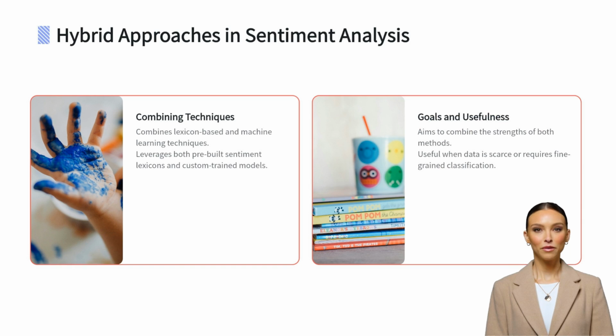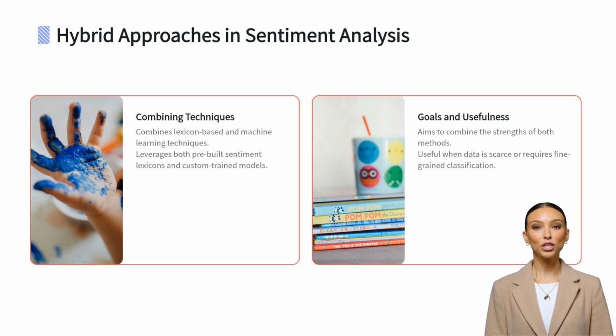deploy. Hybrid approaches seek to combine the strengths of lexicon-based methods and machine learning models. In these systems, lexicons can be used to provide initial sentiment scores or features, which are then refined by machine learning models. This is especially useful when labeled data is sparse or when you want to achieve fine-grained sentiment classification.